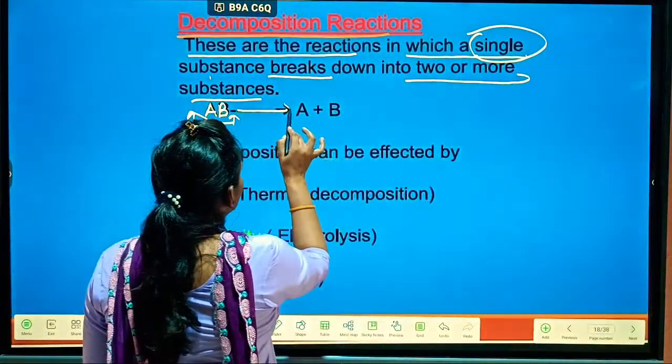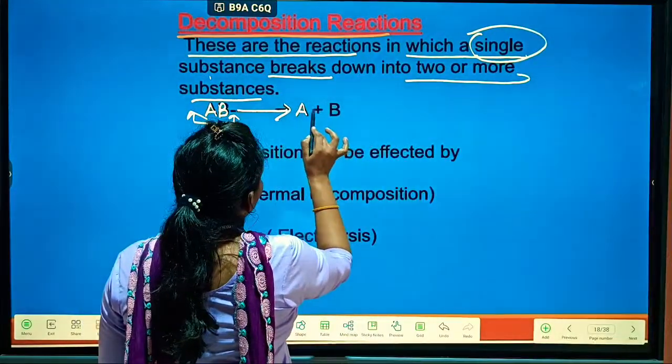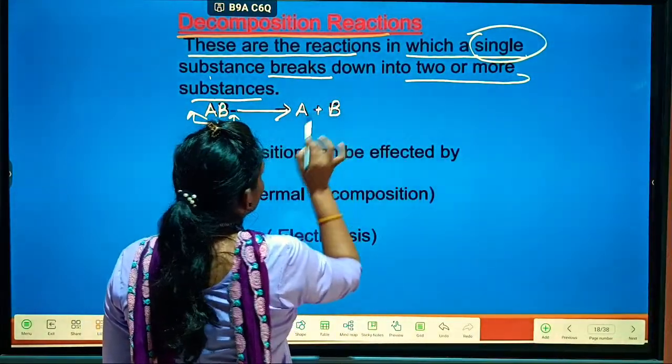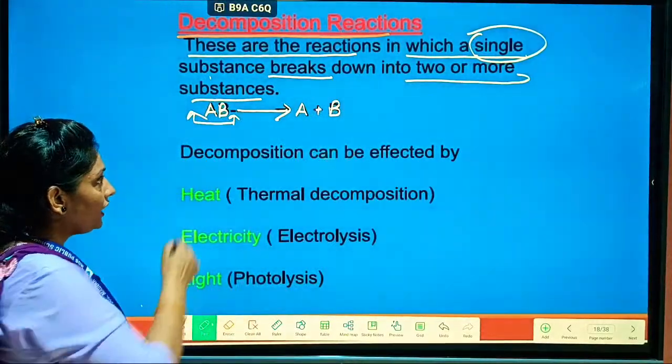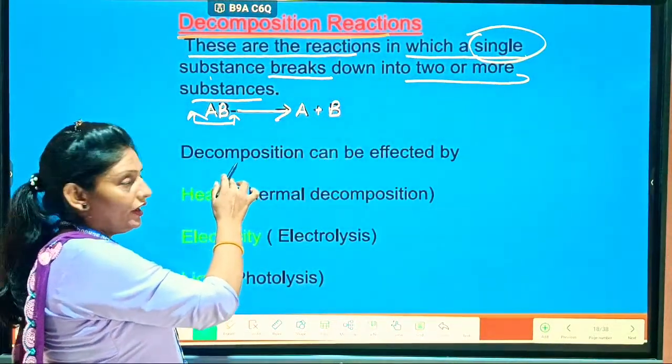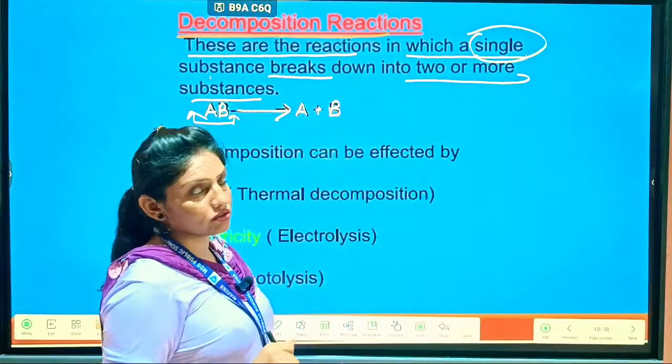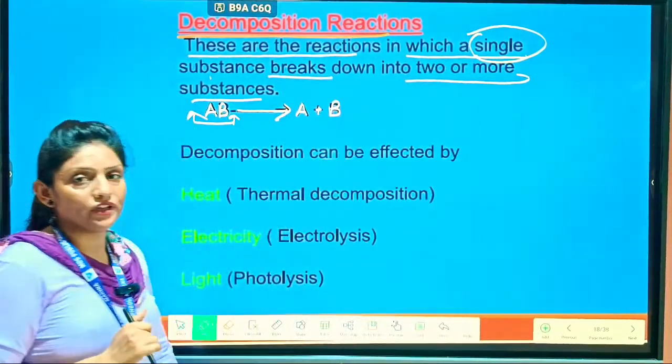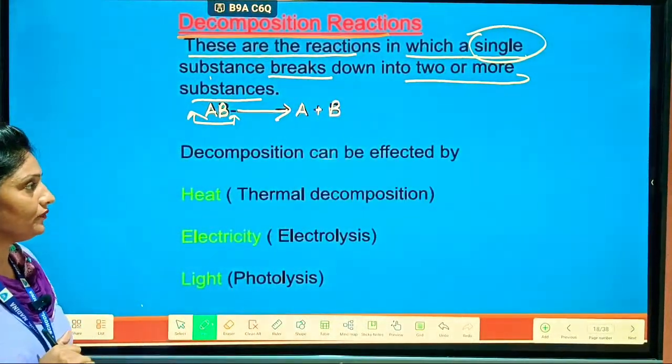Then students, after breakdown, it gives us two or more. Here it is breaking in two. So we are having a single substance here and we are getting two or more. So this type of reaction is known as the decomposition reaction.